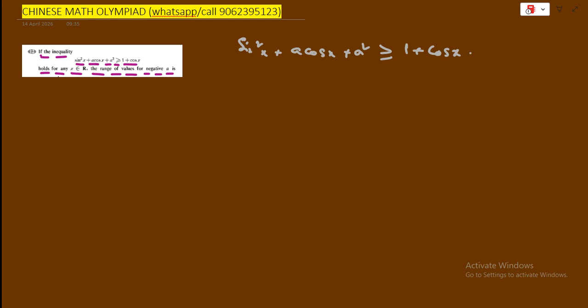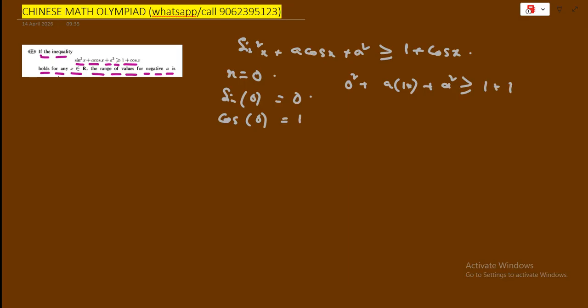What's the easiest x to plug into a cosine function? 0. Okay, so let's test x equal to 0. So at x equal to 0, sin 0 is what? 0. Cos 0 is what? 1. And our inequality becomes 0 square plus a into 1 plus a square greater than or equal to 1 plus 1.